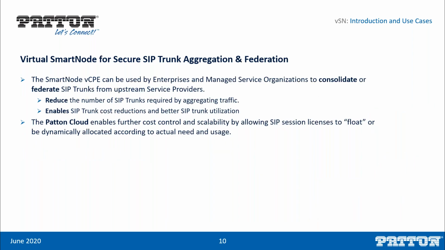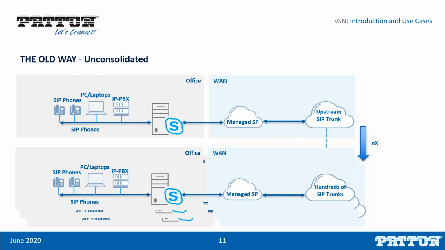Good. Then switching to the next use case on what the virtual smart node can be used for. Another use case here is SIP trunk aggregation and federation. In this case, we're talking about either larger enterprises or managed service organizations, where the virtual smart node can help them reduce cost in consolidating different SIP trunks together on virtual smart nodes and bring them out on a single SIP trunk on the other side.